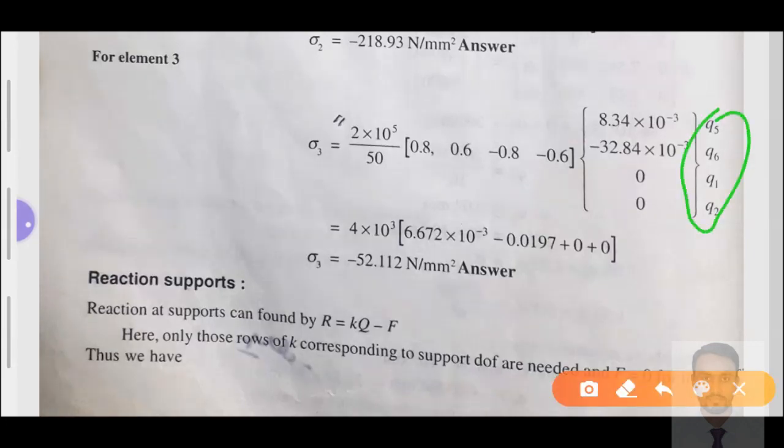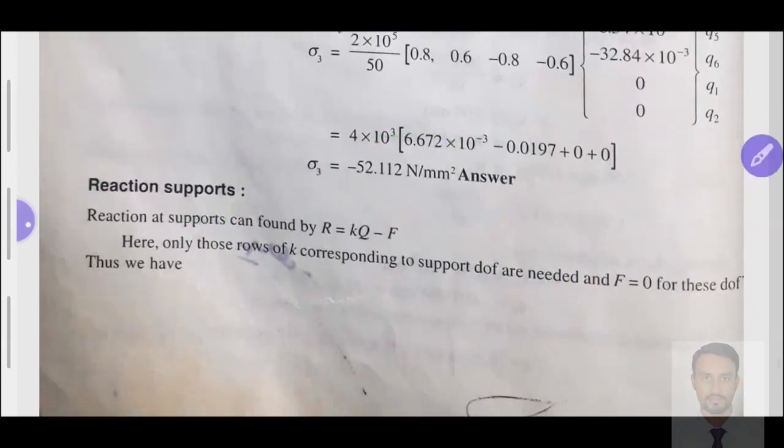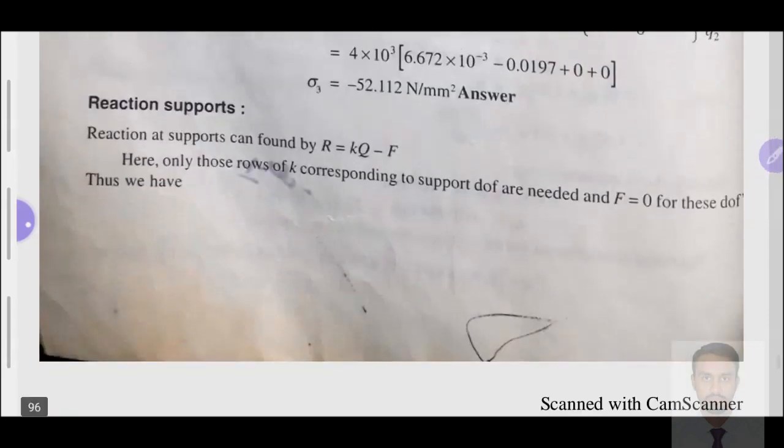This value will get changed. That will be Q5, Q6, Q7 and Q8. For the L value we have minus 1, the M value is equal to 0, and the length LE is 40, and Young's modulus will remain the same. All the values you substitute and get the answer for element number 4.